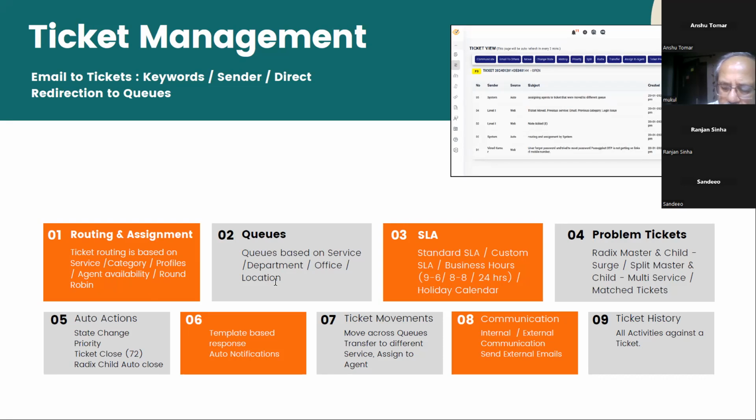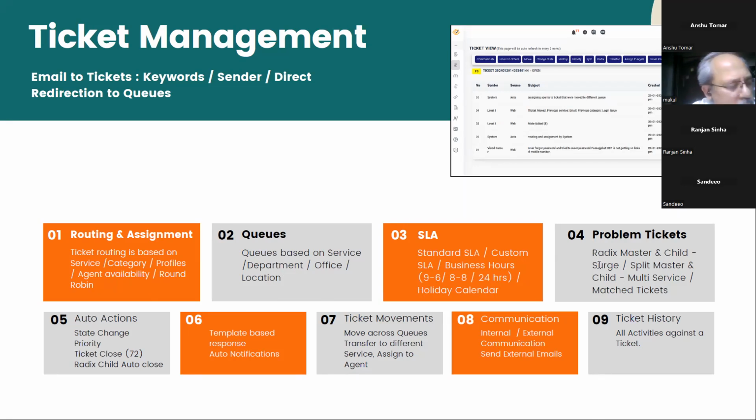The agent is sitting not in the same building. It's another building. It may be other locations. So queues can be created based on the department and office location. SLA is there, so that can be defined. Problem tickets: problem tickets are Radix master and child search.